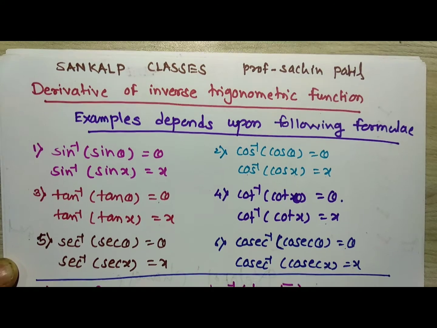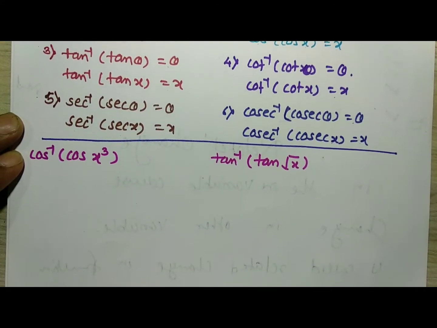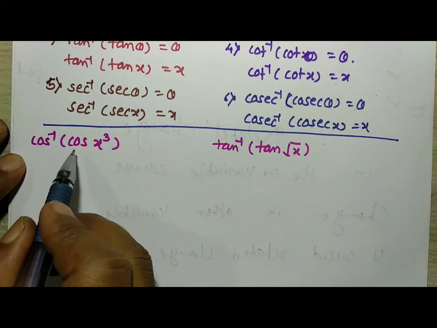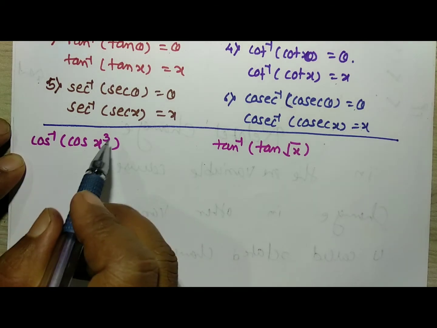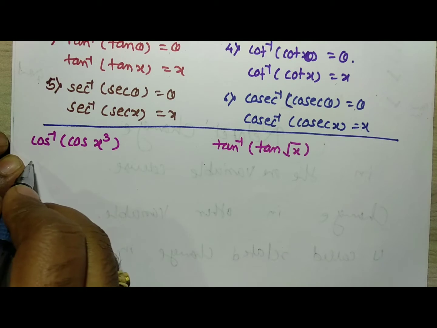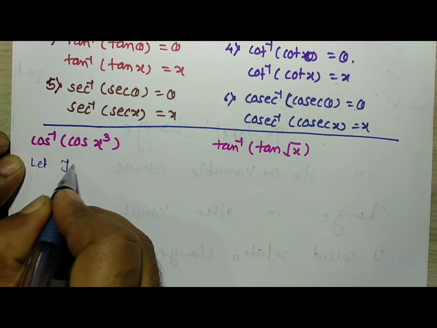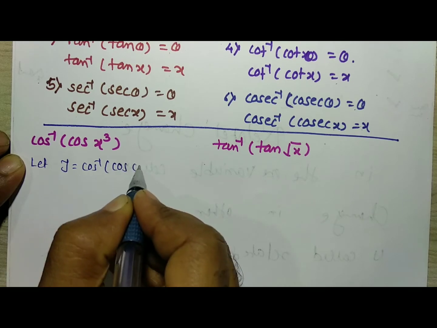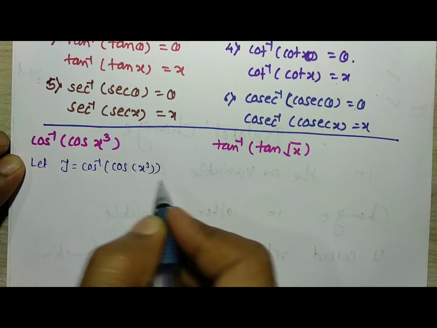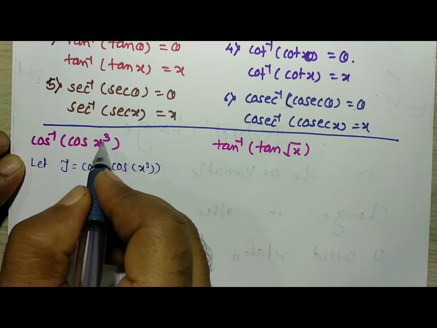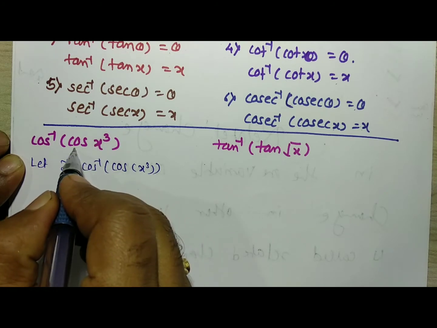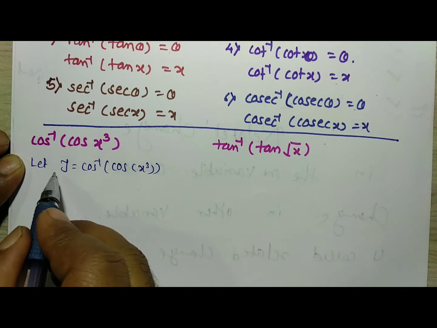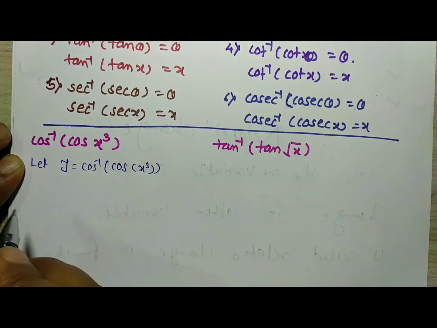Let us consider examples related to that. First of all, we go with cos inverse cos x cube. That means let y is equal to cos inverse cos x cube. This is an expression related to cos, and we have to consider it as y is equal to cos inverse cos x cube.